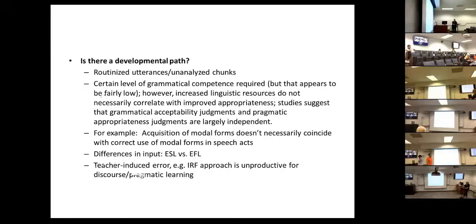So, for example, and we know that from this idea of grammaticality acceptability judgments and pragmatic appropriate judgments are largely independent. If you test learners, they're independent variables, not dependent. So in other words, the pragmatic appropriateness judgment is not dependent on the grammatical acceptability, okay? They might say something is grammatically acceptable or unacceptable, and then have no idea about whether it's sociopragmatically acceptable or unacceptable.